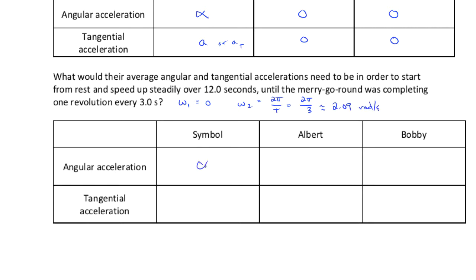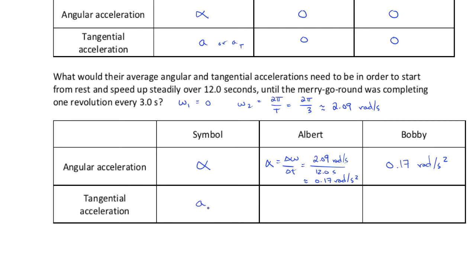Their angular acceleration alpha is going to be equal to the change in their angular velocity divided by the change in time, or 2.09 radians per second minus 0 gives you 2.09 radians per second, divided by 12 seconds, and that gives you approximately 0.17 radians per second squared. And again, that's going to be the same for both of them because they had the same initial and final angular velocities. So that's 0.17 radians per second squared for Bobby as well.